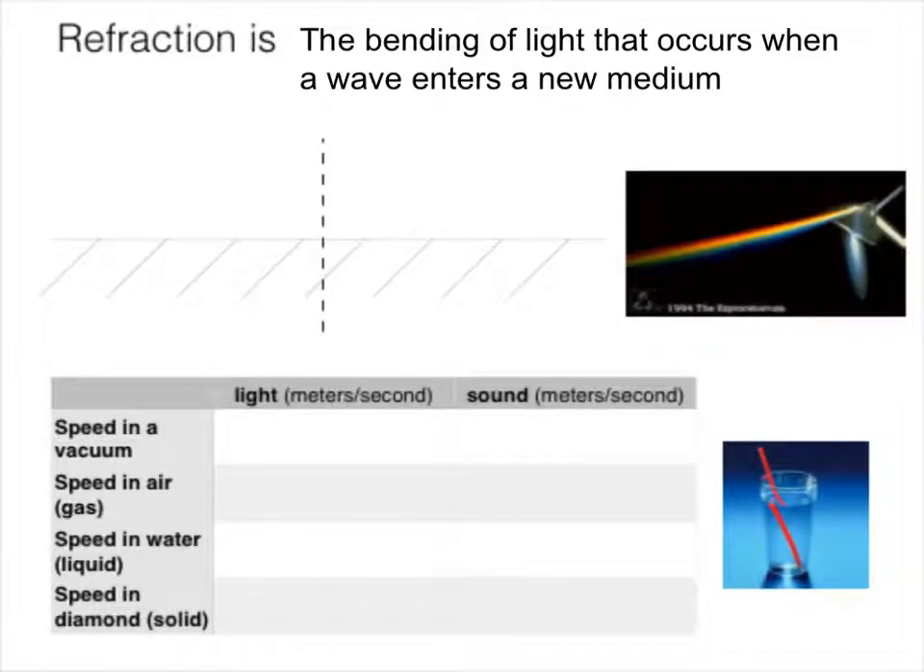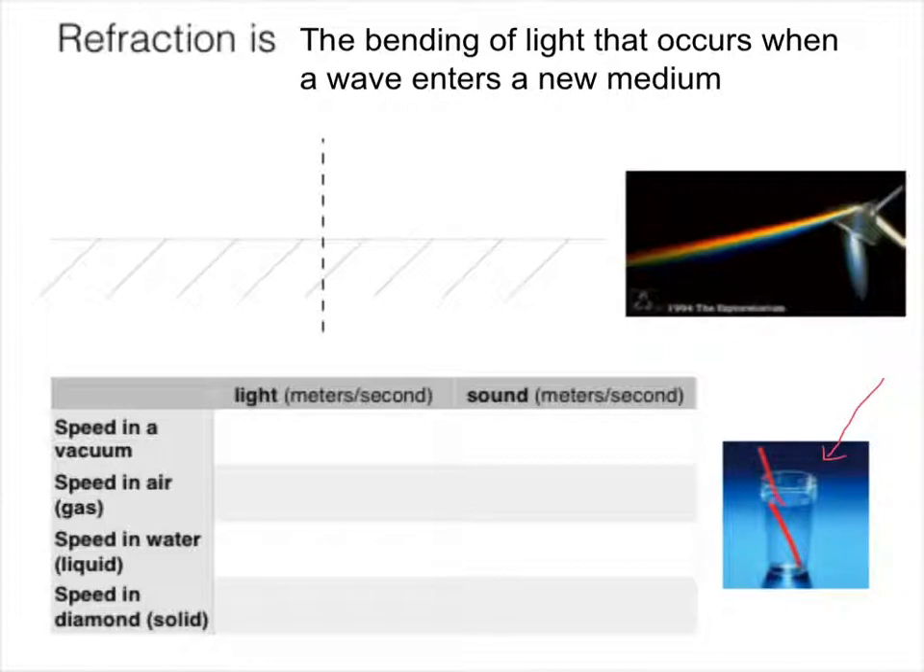So refraction is the bending of light that occurs when a wave enters a new medium. And so we could be talking about light waves. Light waves are easy to think about. If they are traveling through the air and then they pass through a window, well, that window is a new medium. And so when they pass through that window, those light waves bend. If that light wave is traveling through air and then is traveling through water, the water is a new medium and so it bends. If you look at our picture down here, we have light waves coming in.